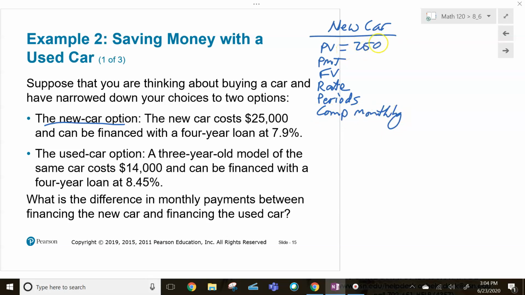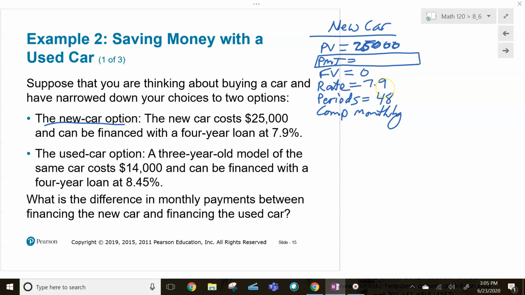So when you're taking a loan out, remember how much it is up here in the present value. This is how much you're borrowing, $25,000. We're going to figure out this payment here. We're going to click that button. The future value of the loan is 0 at the end of, in this case, a 4-year loan. So 4 times 12, 48 payments you're going to make.